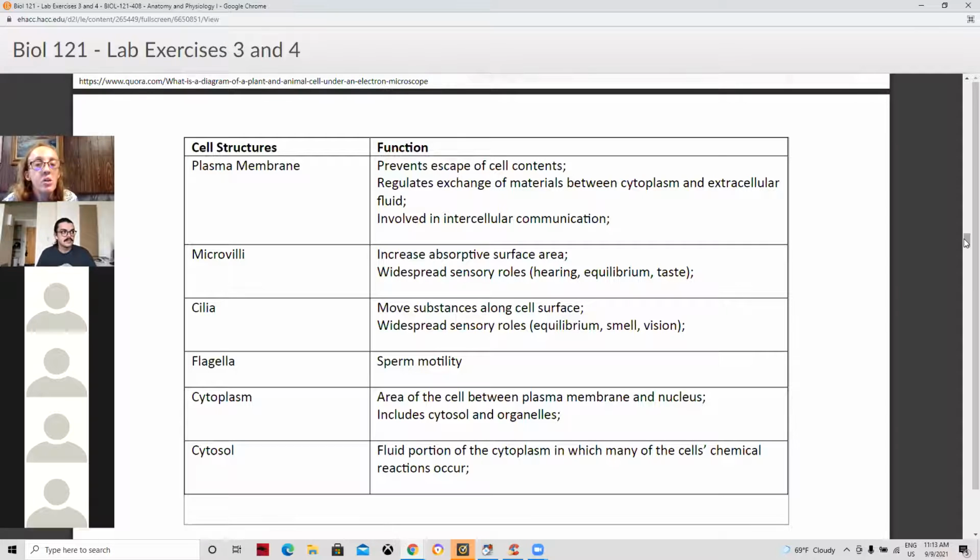Microvilli increase the absorptive surface area. So these are little structures that can be on the top of a cell surface to increase the surface area of a cell. They also have widespread sensory roles. If we increase the surface area, we increase how much of that cell is exposed to the environment, which allows for it to have a larger sensory role for being able to sense what's going on in the environment.